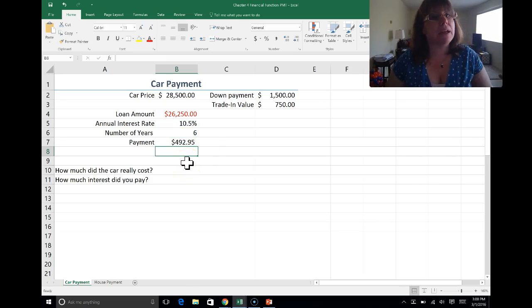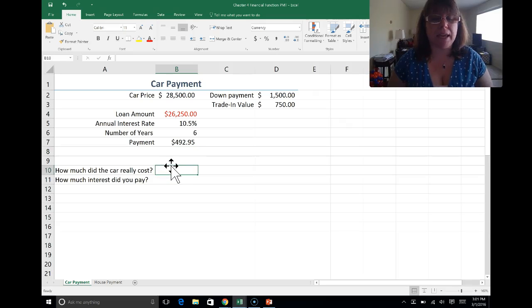And if I buy a car for $28,500, I make a down payment of $1,500, and I trade in my other car for $750. I take out a loan for $26,250 at 10.5% interest for 6 years. My car payment every month is going to be $492.95.